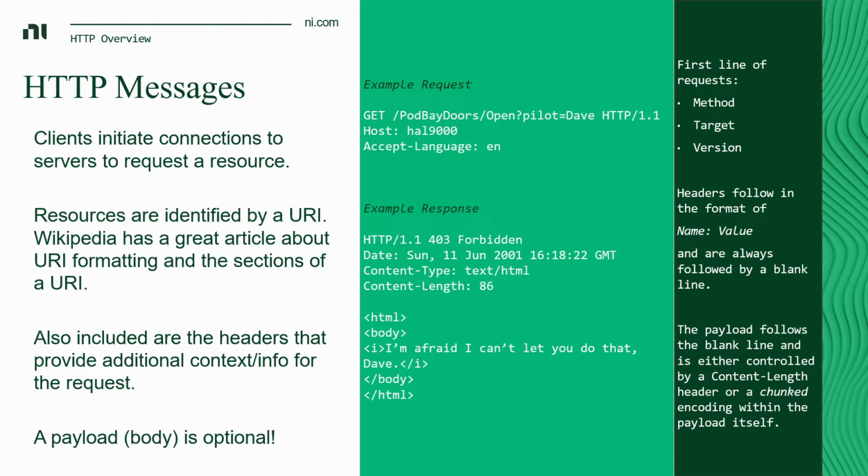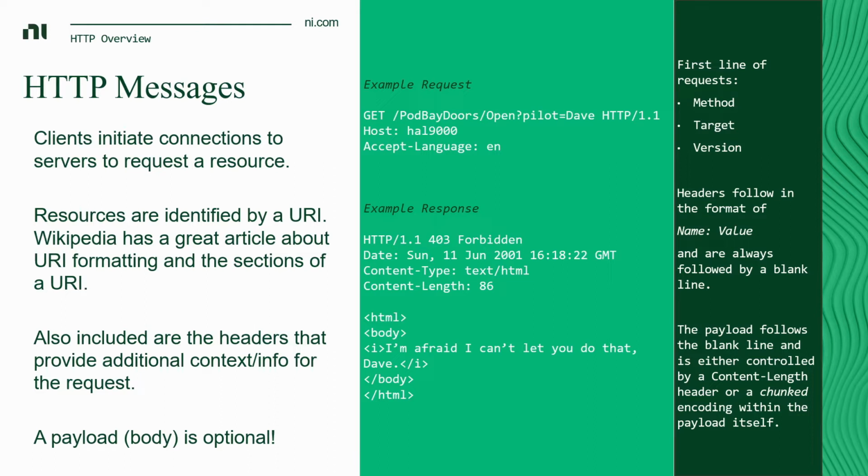After that, we'll follow a handful of headers in the format of the name of the header, a colon, and then the value. For example, here we have Host: HAL9000. This is typically sent by browsers informing the server what hostname it used to request the resource, and then there may be other additional options such as Accept-Language, which describes the language it expects a response in.